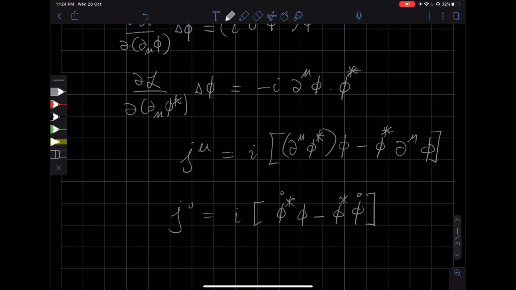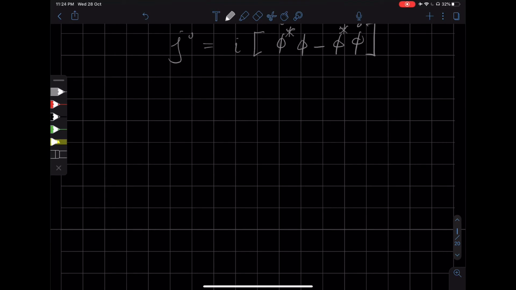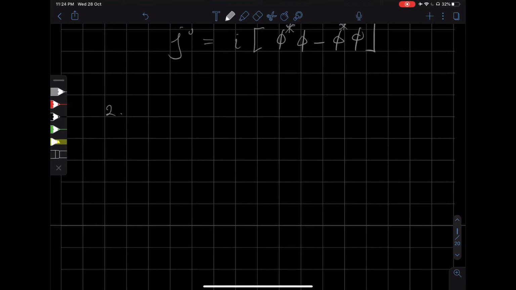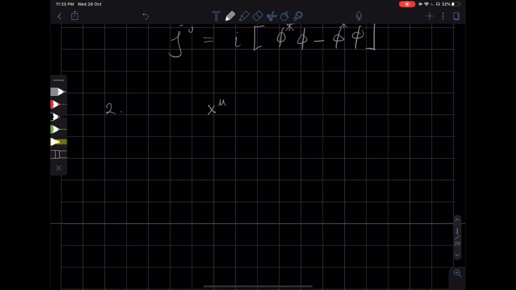Okay, now number two is, let's just take any scalar field theory. It doesn't have to be the real or the complex scalar field. It could be either of those. And the Lagrangians that we have seen so far are invariant under space-time translation. Because suppose we take space-time and translate it by a constant a^μ, then of course what we see is that these derivative operators don't change.